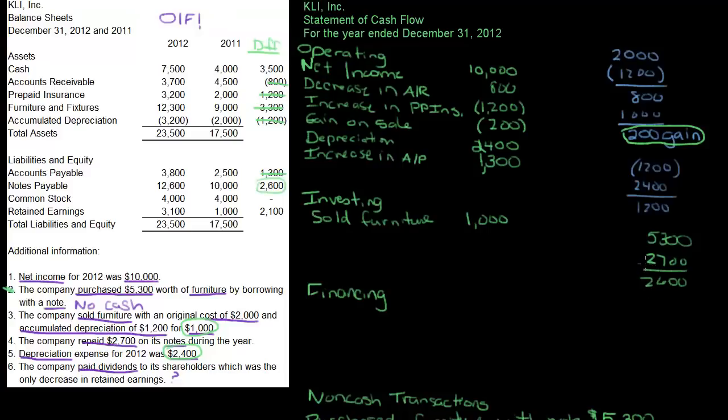So how do I account for that repayment on the loan? I've already accounted for this. I need to account for this. So what section would a repayment on notes go? Well, that goes in financing. So I'm going to say repaid note payable.